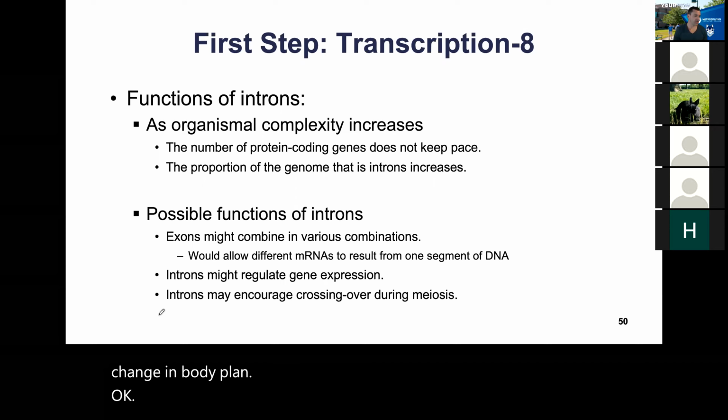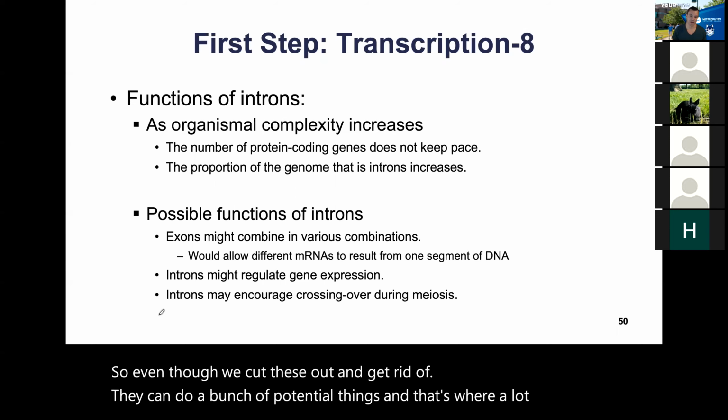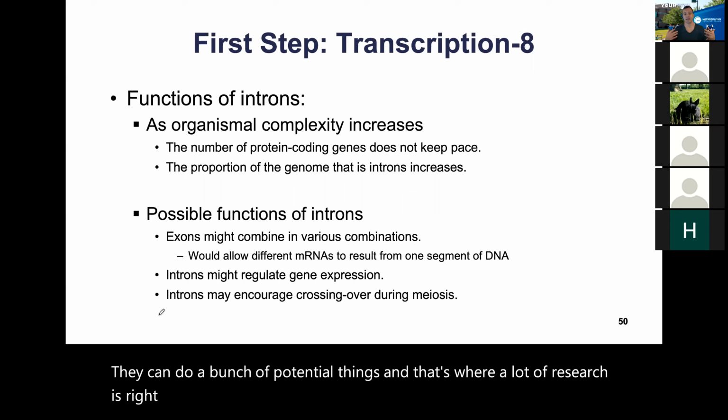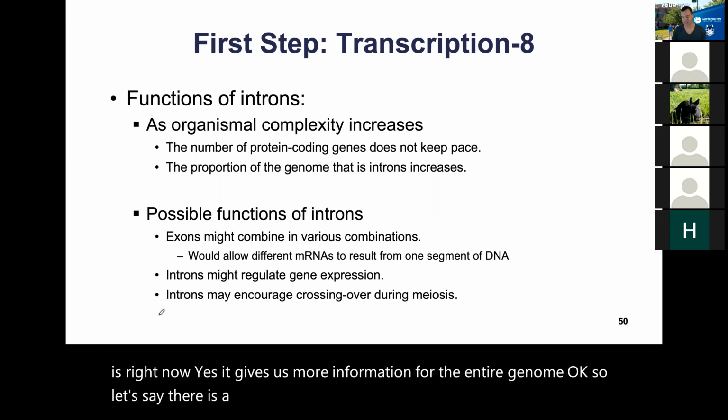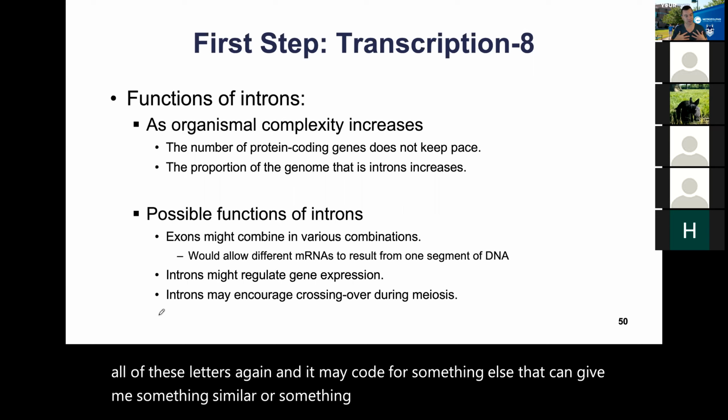So even though we cut these out and get rid of them, they can do a bunch of potential things, and that's where a lot of research is right now. Yes, it gives us more information for the entire genome. Okay. So let's say there is a misread for whatever reason that isn't caught. I still have all of these letters again, and it may code for something else that can give me something similar or something slightly different that gives me an advantage.